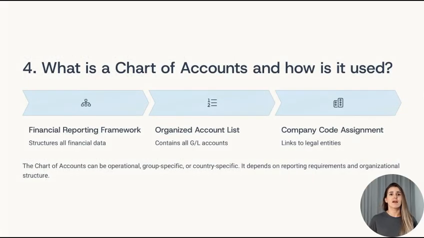Let's jump into another commonly asked question. 4. What is a chart of accounts and how is it used? A chart of accounts, COA, is a list of all GL accounts used by an organization. It acts as a framework for financial reporting. We assign a COA to the company code, and it can be operational, group, or country-specific depending on reporting needs.